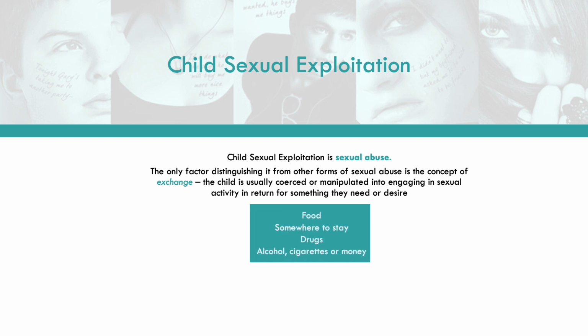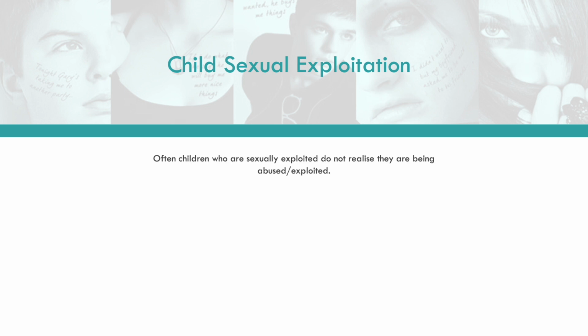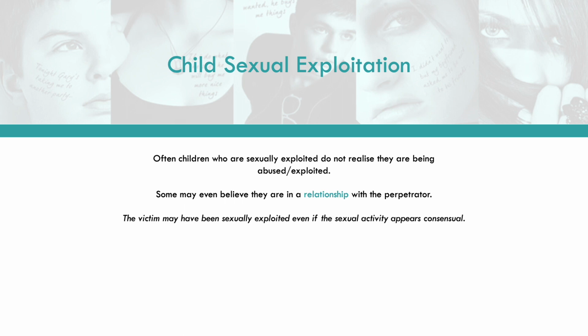This may be food or somewhere to stay, drugs, alcohol, cigarettes or money. Sometimes it is for intangible rewards such as perceived affection, protection or a sense of value or belonging. Often children who are sexually exploited do not realise they are being abused or exploited. Some may even believe they are in a relationship with the perpetrator. The victim may have been sexually exploited even if the sexual activity appears consensual.